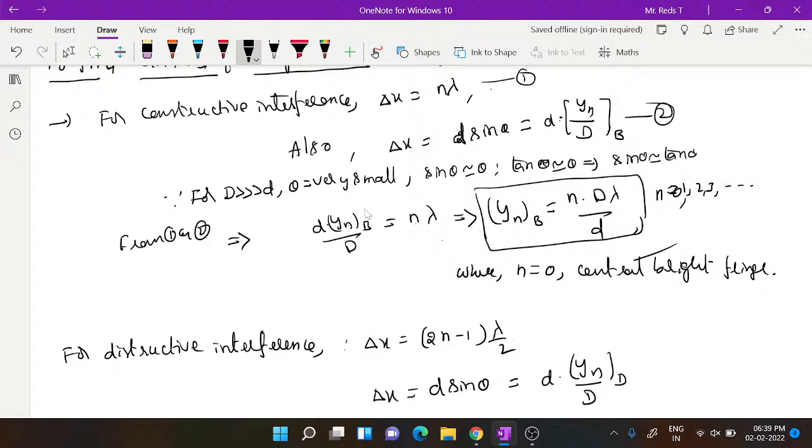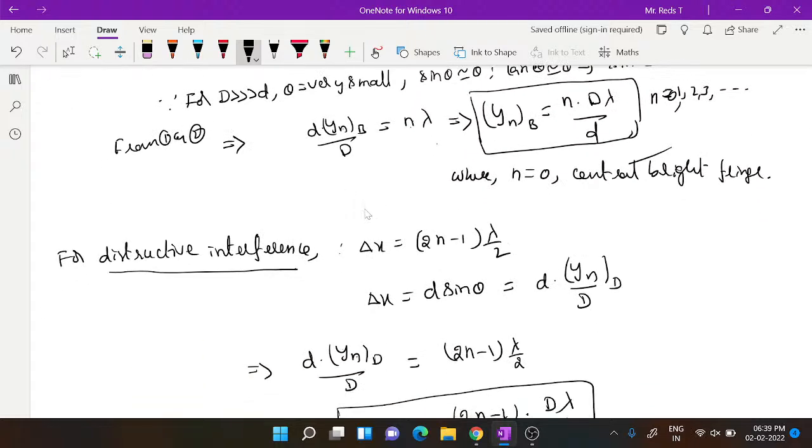Whereas where will we get the dark bands? When will you get dark bands? For destructive interference. So for destructive interference, the path difference, as we have already discussed, delta x is equal to (2n minus 1) into lambda by 2.